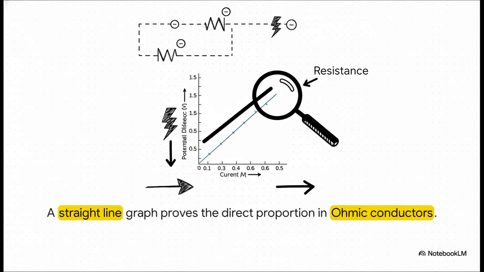You know what they say, a picture is worth 1,000 words. Well, check this out. For any material that follows Ohm's law, if you make a graph plotting voltage against current, you get this beautiful, perfect straight line. And the steepness of that line, that's not just some random angle, that is the resistance.